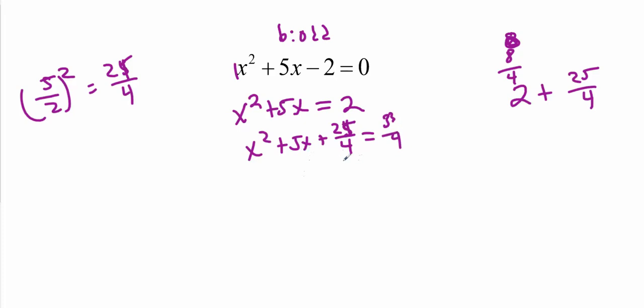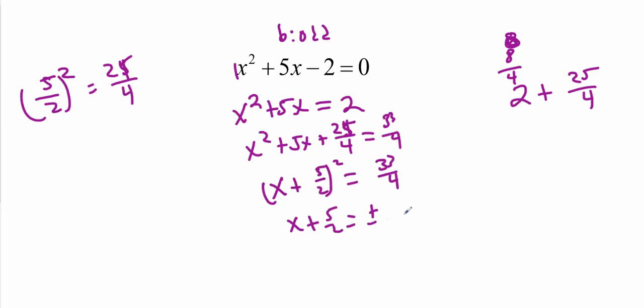I'm going to take the square root. I'm going to factor this. So I'm going to have x plus 5 halves squared, okay, is equal to 33 fourths. Take the square root on both sides.